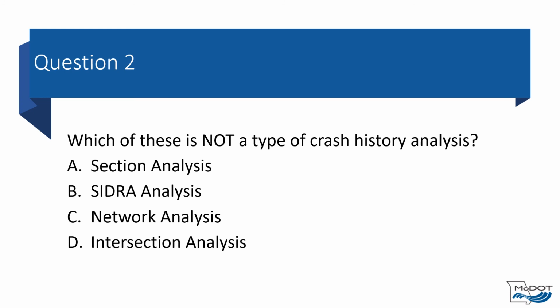Question 2. Which of these is not a type of crash history analysis? A. Section analysis. B. SIDRA analysis. C. Network analysis. Or D. Intersection analysis. The correct answer is B. SIDRA analysis.